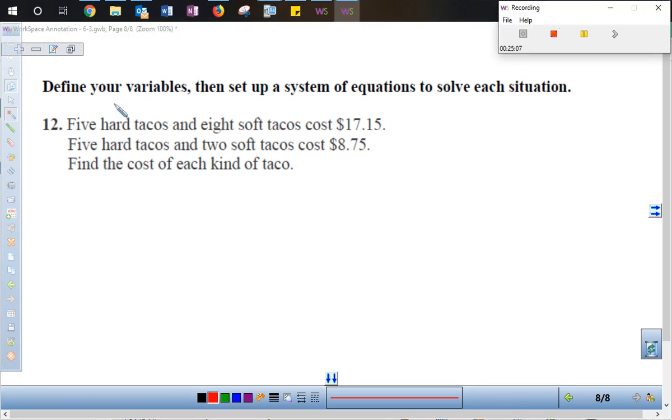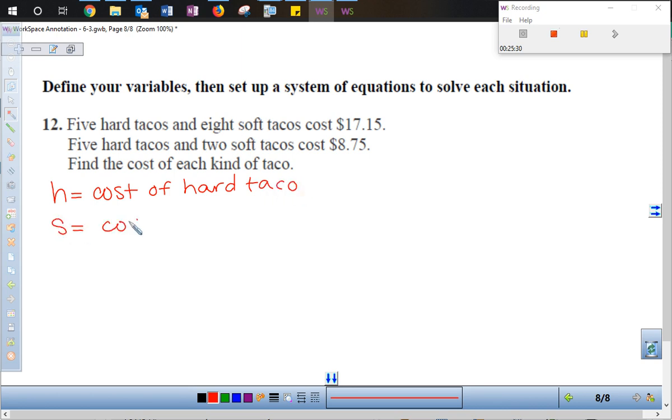So instead of X for hard tacos and Y for soft tacos, I think H would represent hard tacos just a little bit better. But remember, we have to be specific. It's not how many hard tacos there are, it's the cost of a hard taco. And then I'm going to use S to represent the cost of a soft taco. Now be careful, because you need to make sure your S doesn't look like a 5. So make sure it's nice and curved.